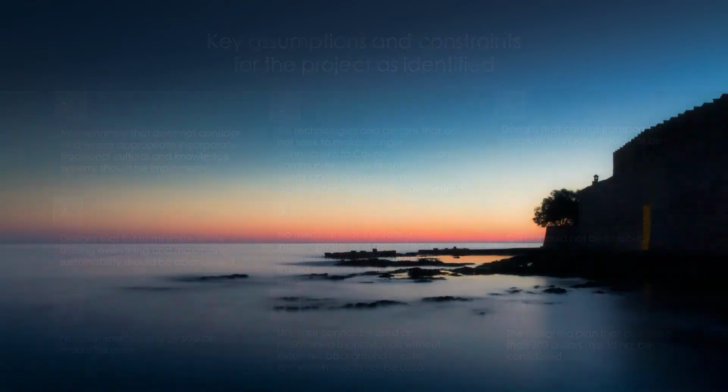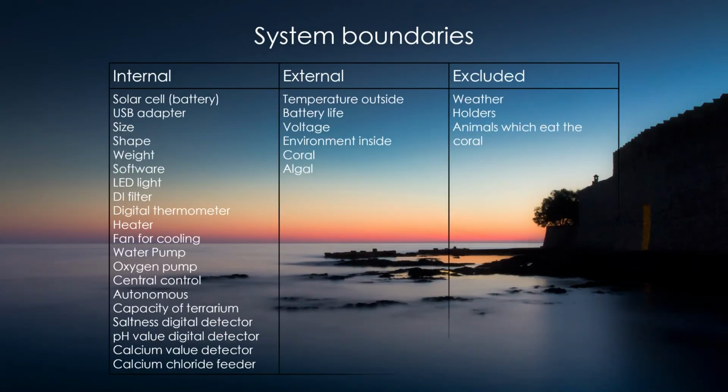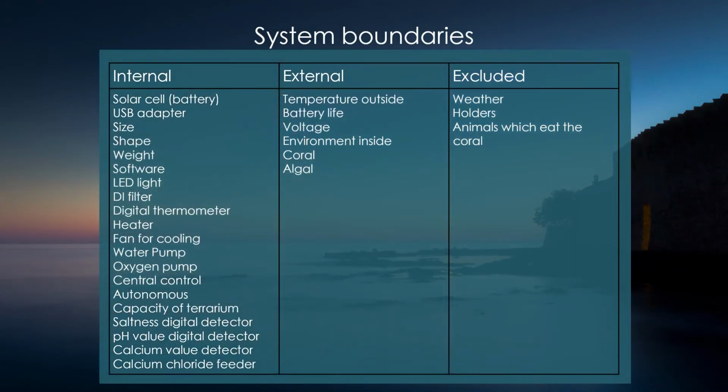We have separated our system boundaries into 3 different sections. They are internal, external, and excluded. For the internal part, we have included almost every hardware device for our portable device, such as the solar cell, DI filter, heater, and the water pump. And also we have included the size, shape, and weight of our device.